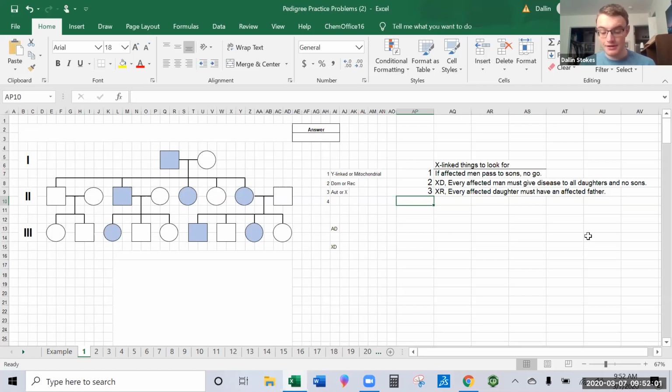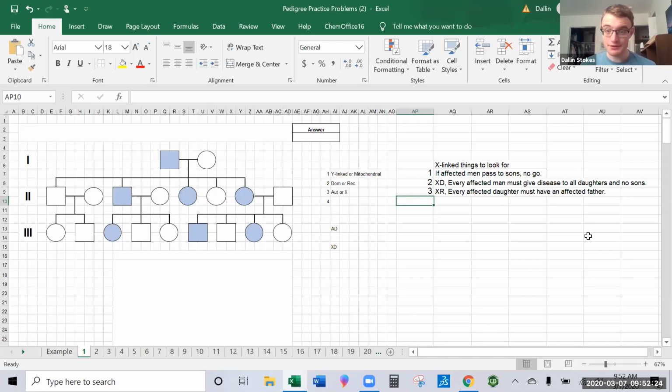But dad, since he only has one X, if he has an X little r to give to his daughter, that means he has to show the disease as well. So that's where my skipping generations thing falls through, on X recessive, because every affected daughter is going to have an affected father. They have to.